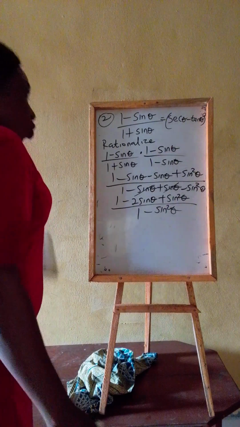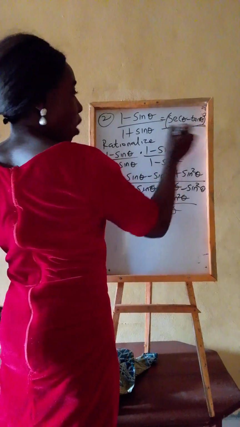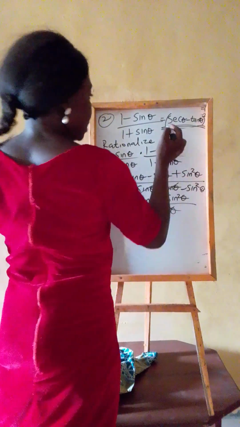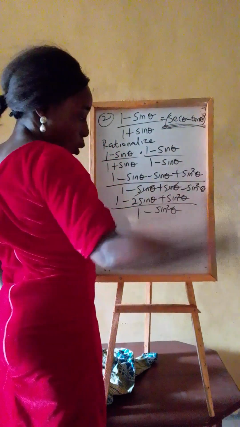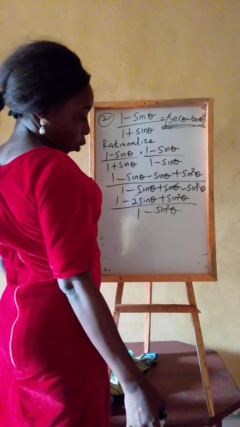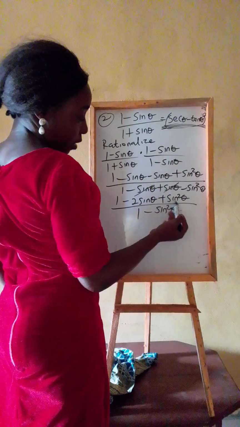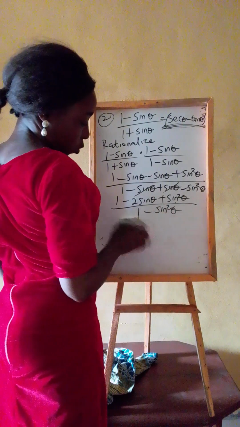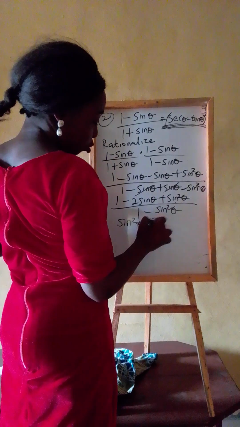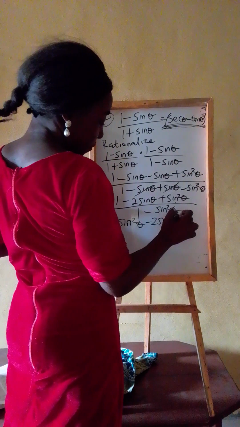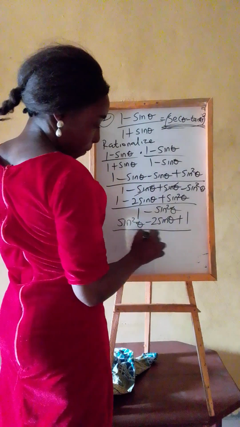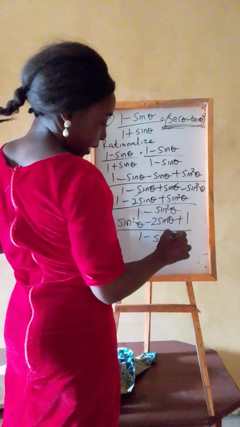Don't forget, this is what we want to prove. When you have something like this, we can rewrite it as sine squared theta minus 2 sine theta plus 1 over 1 minus sine squared theta.